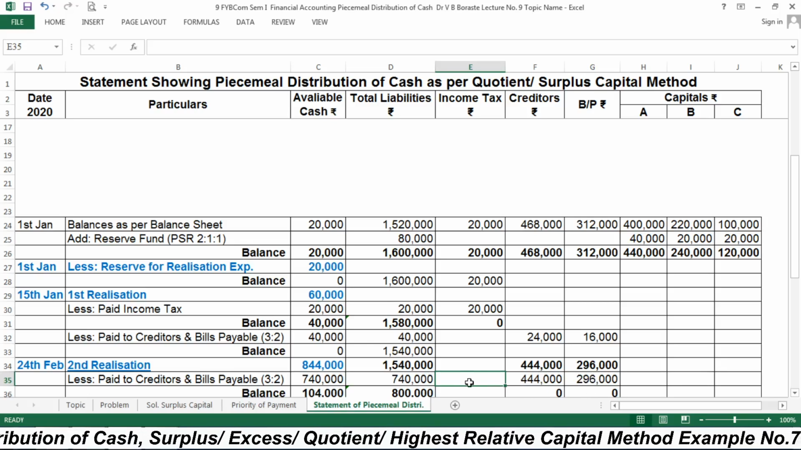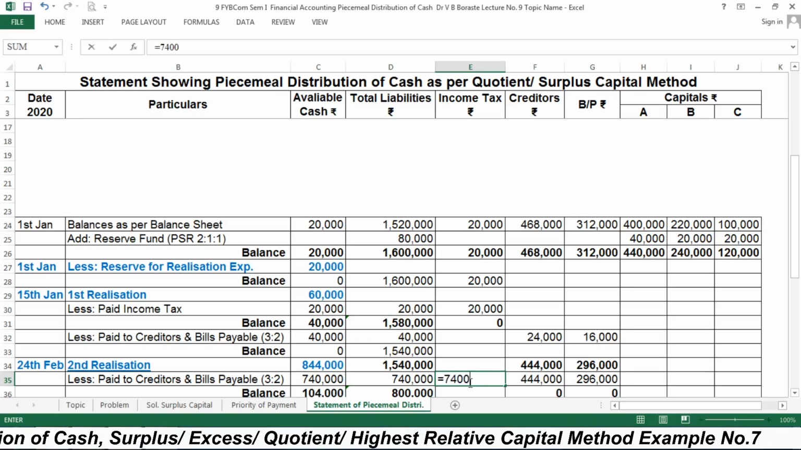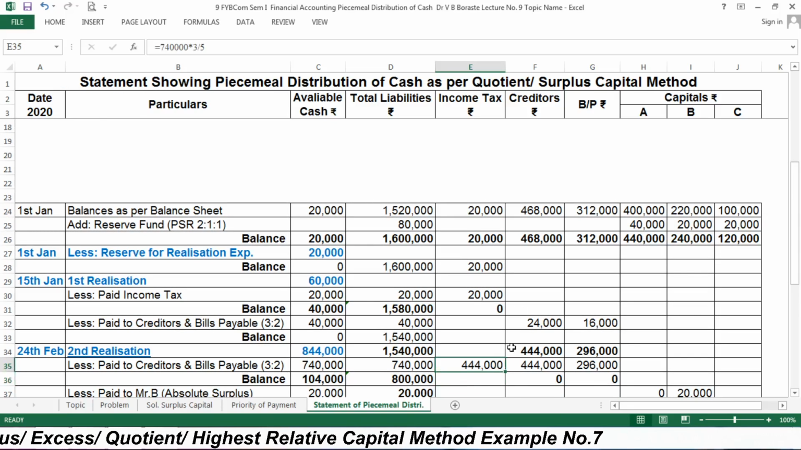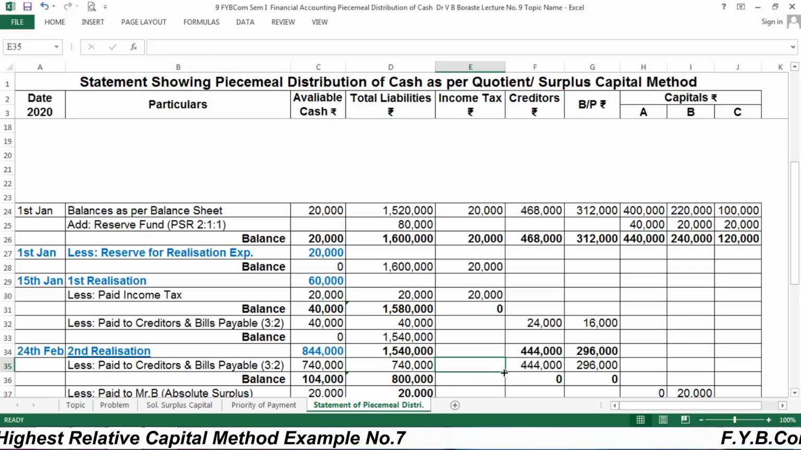How is it calculated? It is 7,40,000 into 3 divided by 5. The answer is 4,44,000. That is the amount of creditors. And if it is calculated by multiplying by 2, the amount is 2,96,000. That is the amount given to bills payable.